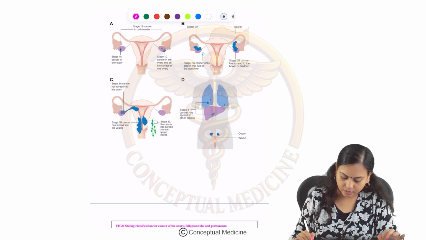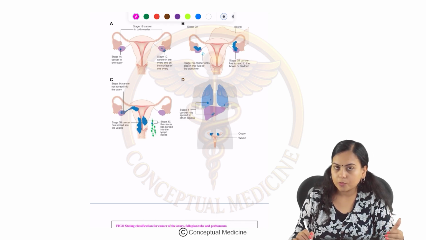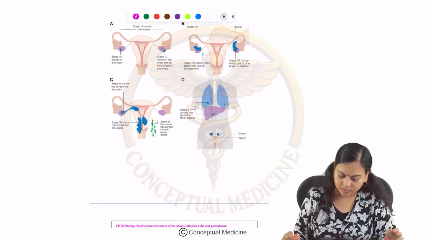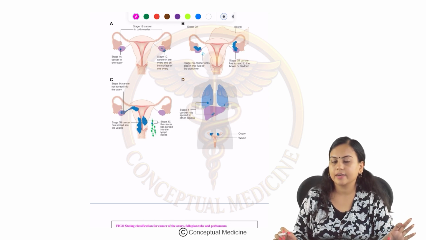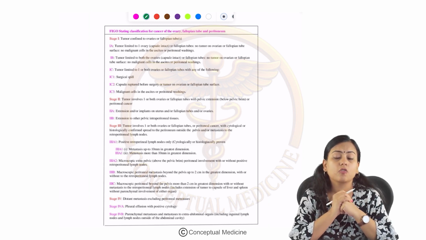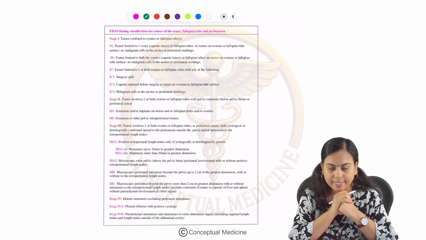And there can be involvement of the opposite fallopian tubes also, right? That's what we see here, right? And the next one is the fourth one, we have distant metastasis. That is clear, like other carcinomas. Okay. Now let's discuss FIGO staging of the ovarian, fallopian tube and the peritoneal cancer.